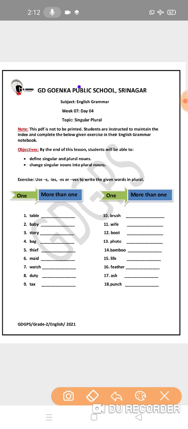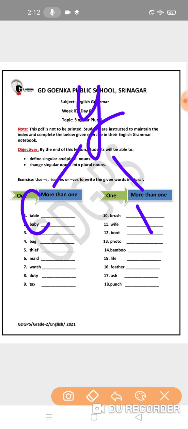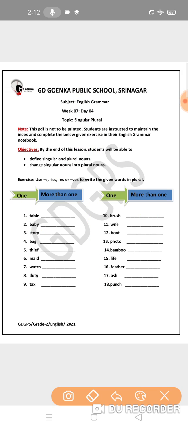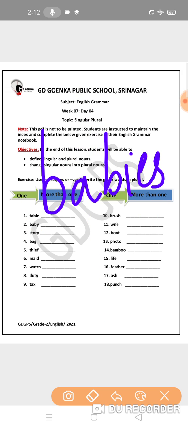Rule number 2 was, if any word ends with y, and before y we can have a consonant or we can have a vowel. If we have a consonant, we will change y into i and we will add es. So this rule will be applied to number 2 noun, that is baby. So its plural form will be babies. Same will be applied to the third one, that is story.